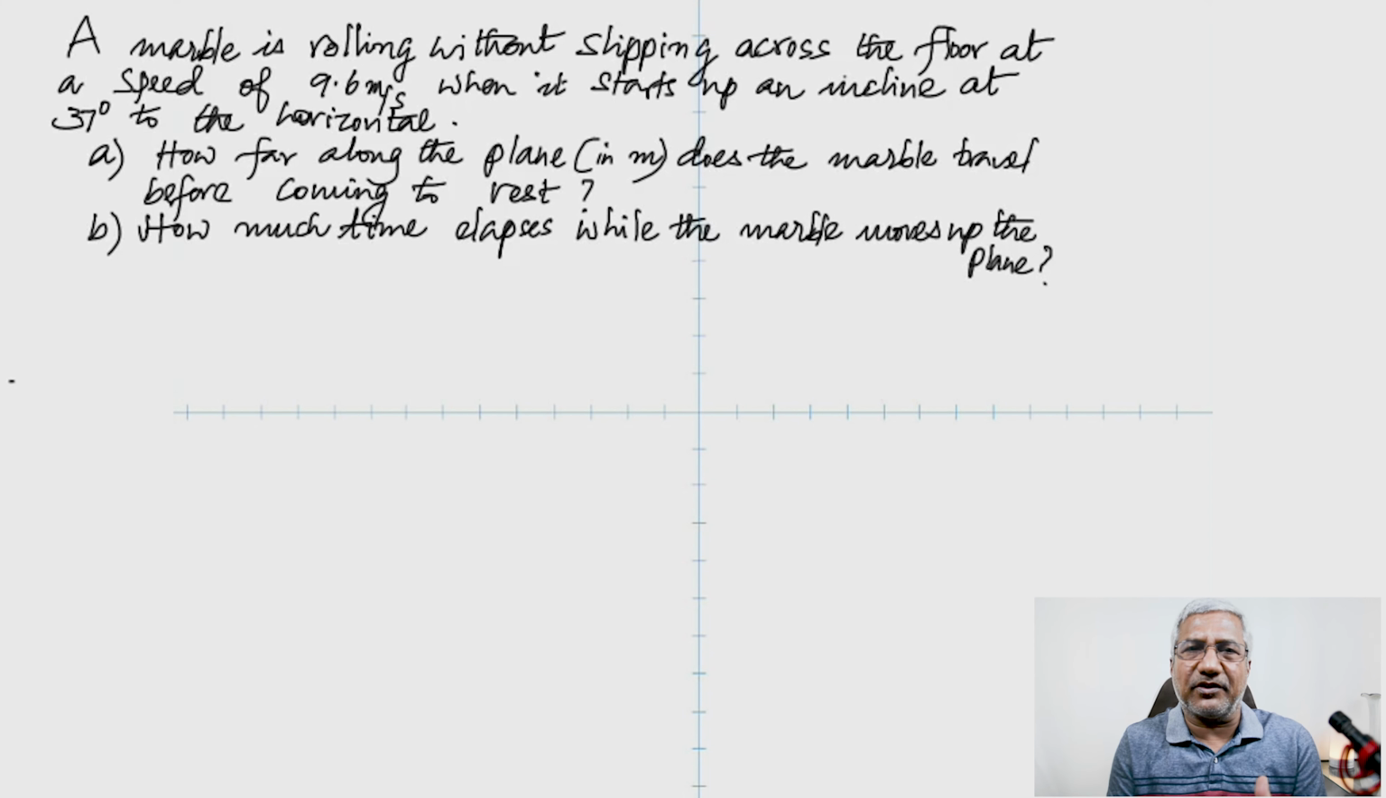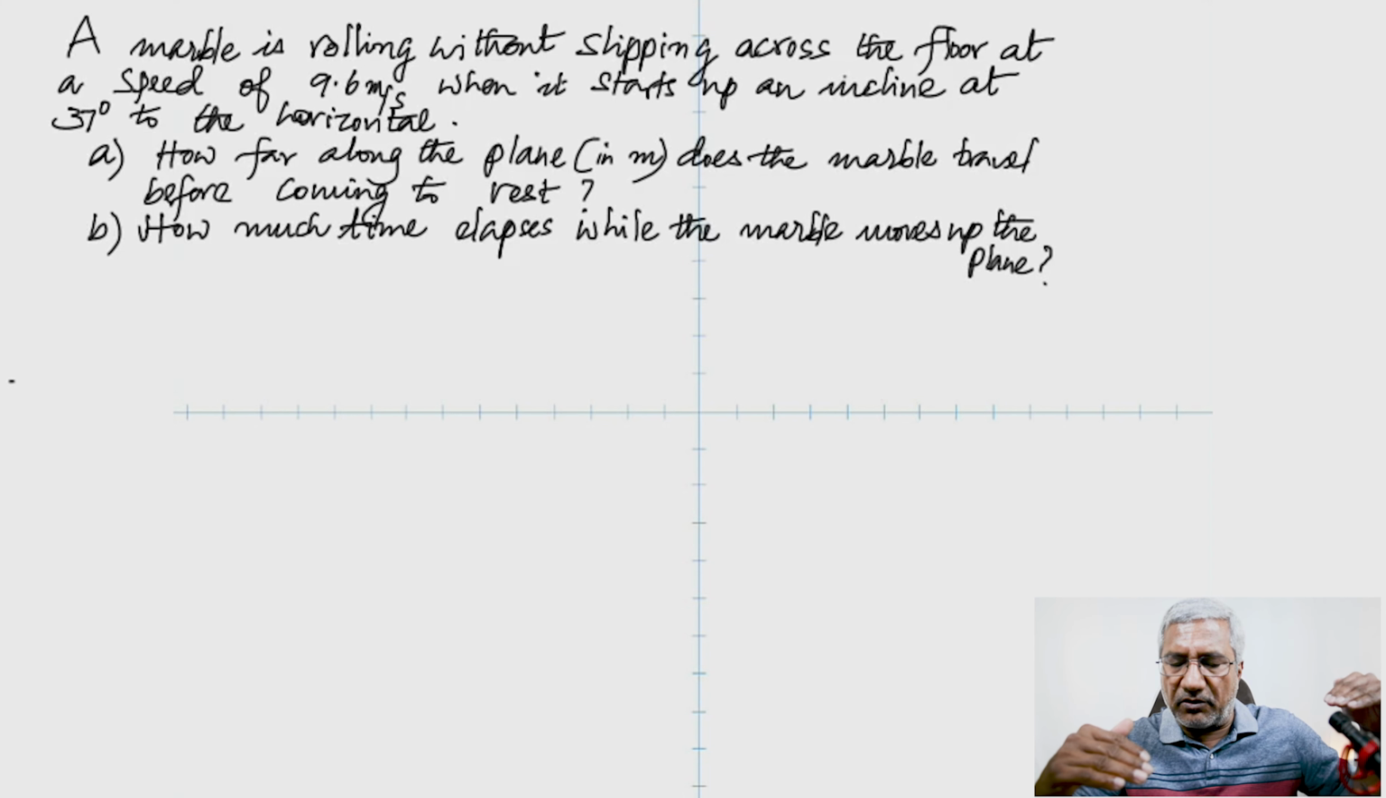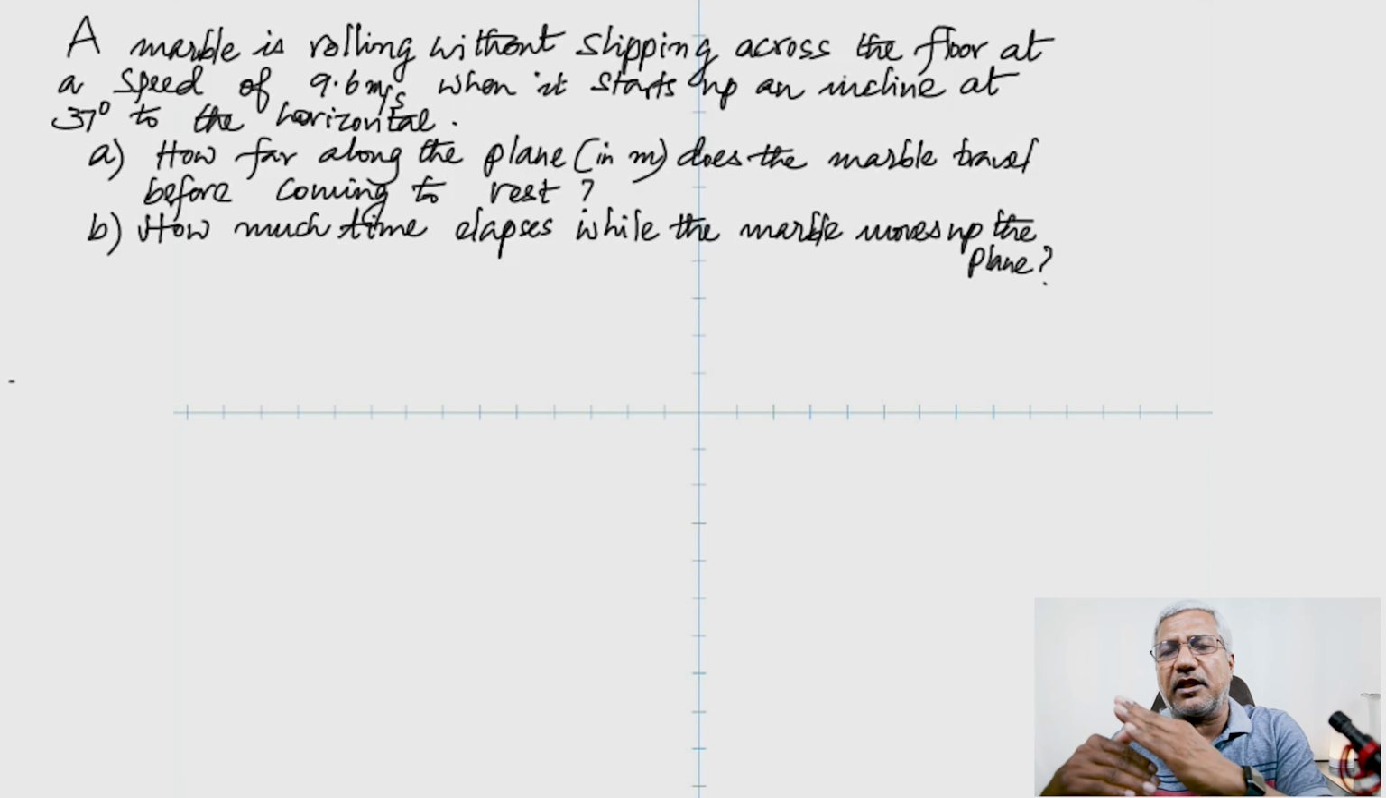So did you get the situation? A small marble is rolling without slipping across the floor at a certain speed given here, and then it comes to an incline. So because it already has energy, it's going to go up the incline and then it stops after it moves through a certain distance, which we have to find. The angle of the incline is given. So we've got to find both how much it moves up the ramp and how much time it takes.